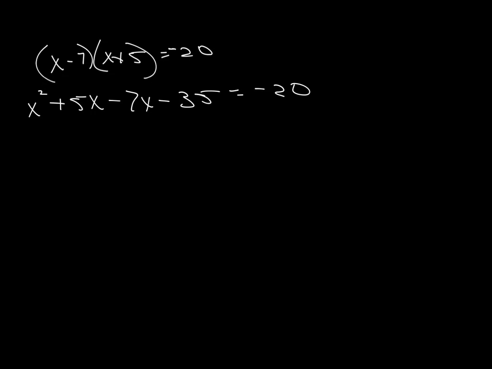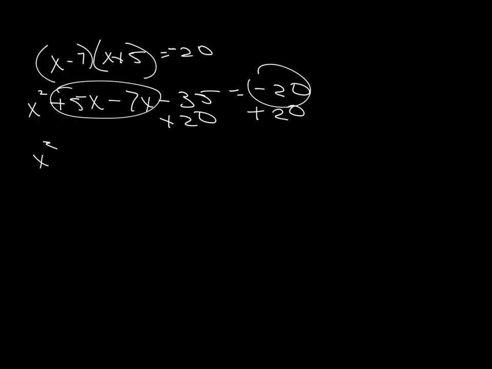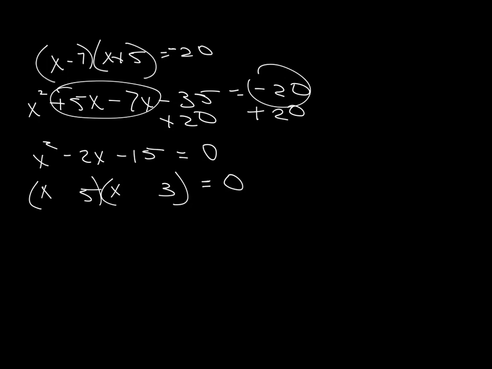Okay, I'm going to bring this over, so we're going to add 20 to both sides so that that becomes 0 over there. Combine these two. Now we can break this into two binomials because they're equal to 0. Two numbers multiplied together give me 15, added give me -2. So that's going to be negative and that's going to be positive. So x is going to have to equal 5 or -3 based on those there. And we're done with that one.